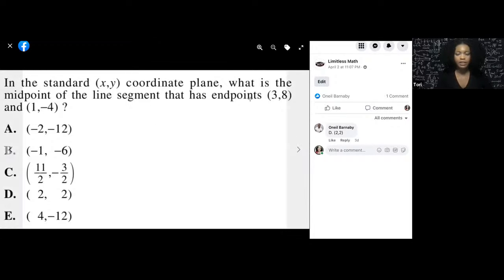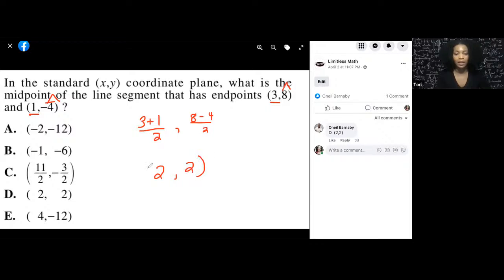The formula is taking the x coordinates and averaging them, and then taking the y coordinates and averaging them. So when I say average, that means add them together and divide by 2. So we're looking at 3 plus 1 divided by 2, and 8 plus a -4 divided by 2. This gives you your x coordinate. This gives you your y coordinate. 3 plus 1 is 4, over 2 is 2. 8 minus 4 is 4, over 2 is 2.